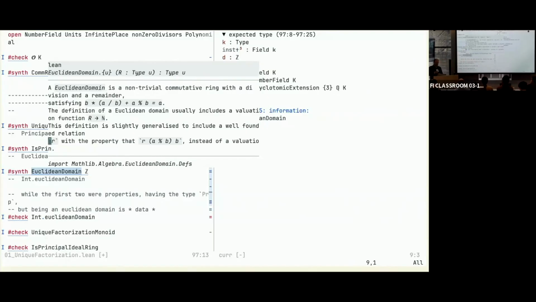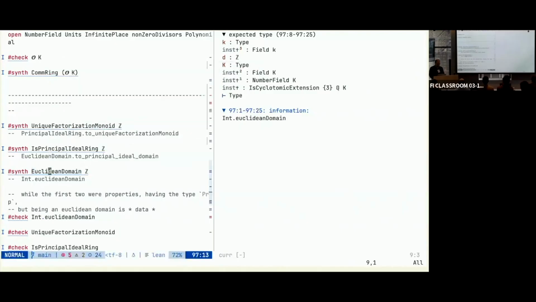And also it's cool that the Euclidean domain does not really depend on the gauge function, but only on the consequence that you don't have infinite decreasing sequences. I mean, of the remainders.